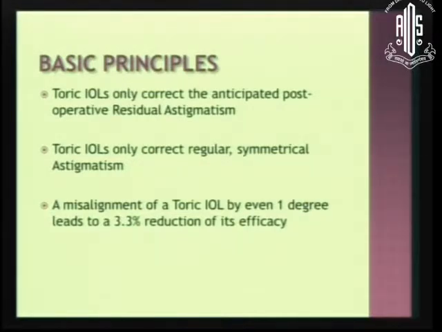They do not correct irregular astigmatism, and a misalignment of a toric IOL by even 1 degree leads to a 3.3% reduction of its efficacy. Small errors build up into a large error. We start with the promise of making the patient spectacle independent for distance, and we get easily disappointed when we are left behind with 0.75, 1 or sometimes 1.5 diopters of astigmatism. And we all start wondering where we've gone wrong. Now my job today in this instruction course is to familiarize you with simple techniques that can be used to avoid these mistakes without the use of some of the expensive instruments.